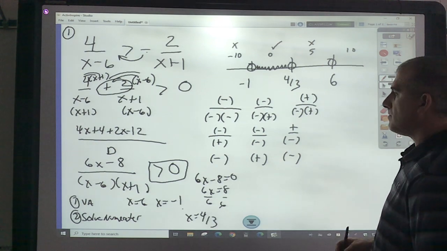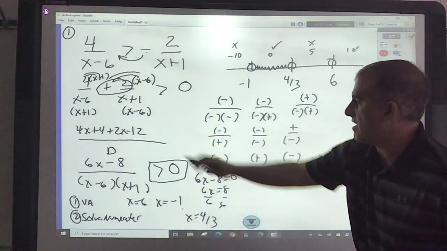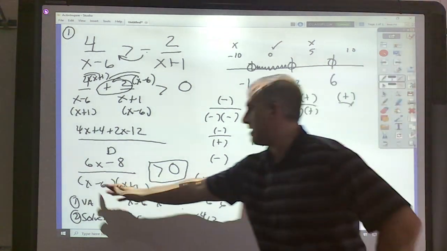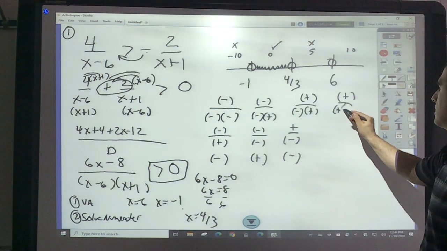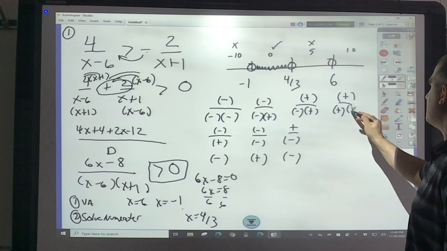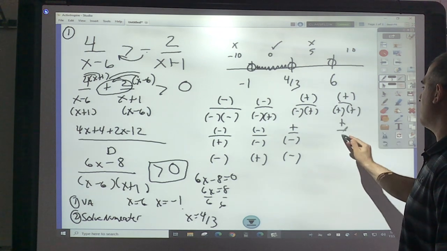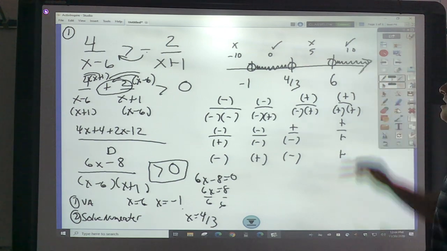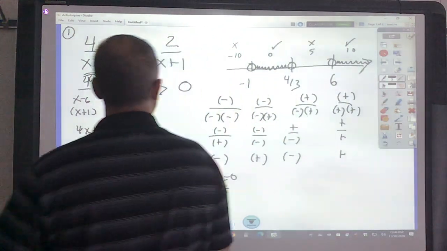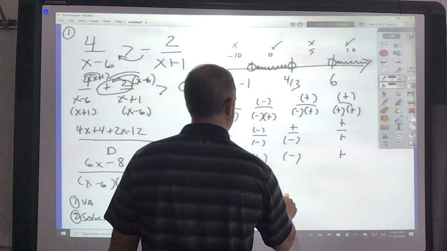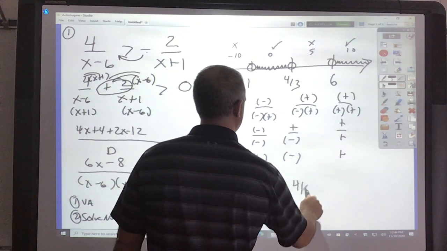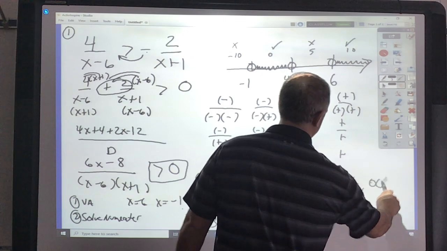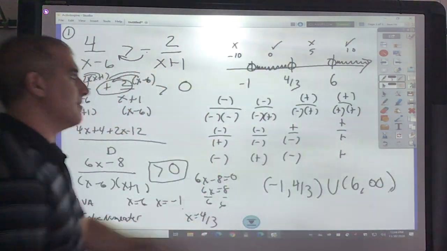Okay? So if I put 10 in there, that'd be 60. That's going to be a positive number. 10 right there, that would be a positive. 10 right there, that'd be a positive. This is easy. Positive over positive would give me a positive, so that's going to be good. So what my answer here would be to this question is negative 1 to 4/3 union 6 to infinity. All right? And that's how I get my answer.